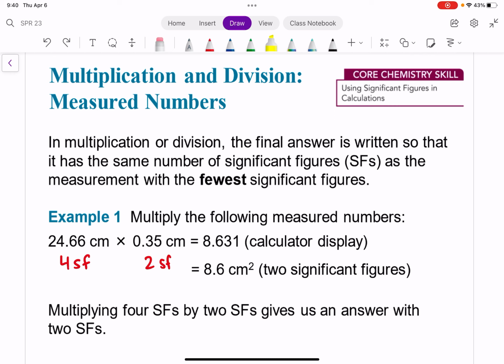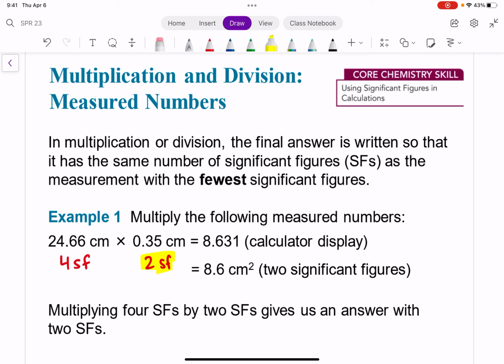Okay, so we always want to report the least certain number, right? Because this is kind of what is limiting our calculation. We can't say we are certain of the final answer to 4 sig figs because we're limited by this number that we only have 2 sig figs. So our certainty is lower in that number and we need to reflect that. So we reflect the lowest certainty rather than the highest. Okay, so when we're multiplying, your final answer needs to have the same number of sig figs as your lowest number of sig figs.